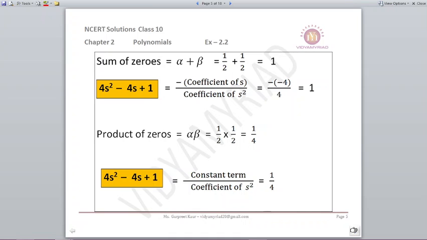In the same way, the product of zeros is alpha multiplied by beta. Half into half is 1 by 4. And with the coefficients, it means constant term divided by coefficient of s square, which is 1 upon 4. Both are the same.